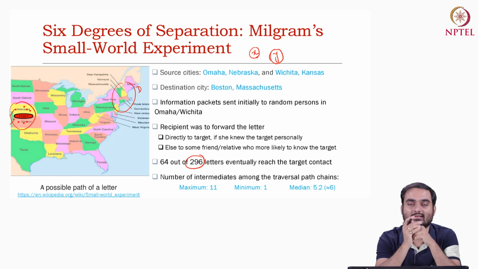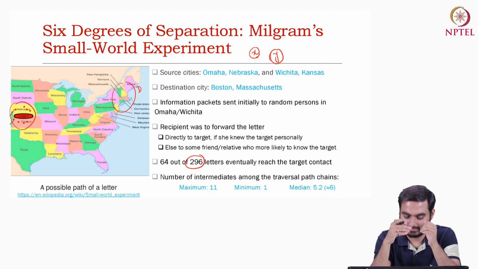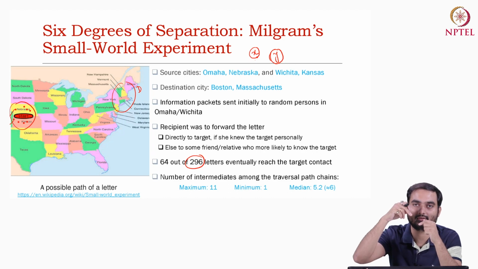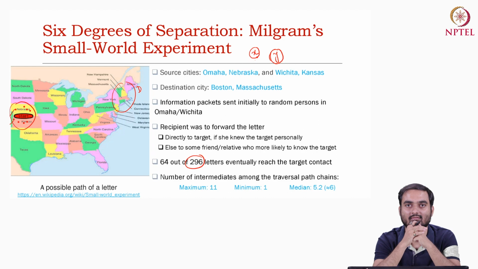Around 296 such letters were given to individuals in Nebraska and Kansas. When the letter moves from X to Y, then Y to Z, you can easily see the number of hops, and you keep on counting the number of hops for the letters.